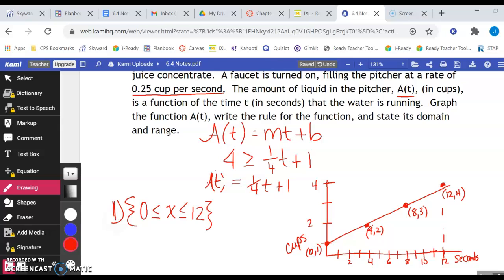And then for our range, which is our y values, we're going to look over here. Well, we started at 1. That's our lowest value. And then our largest value is at 4. And we're talking about y for the range. And again, y has to be greater than or equal to 1, but less than or equal to 4. So in other words, y is between 1 and 4.